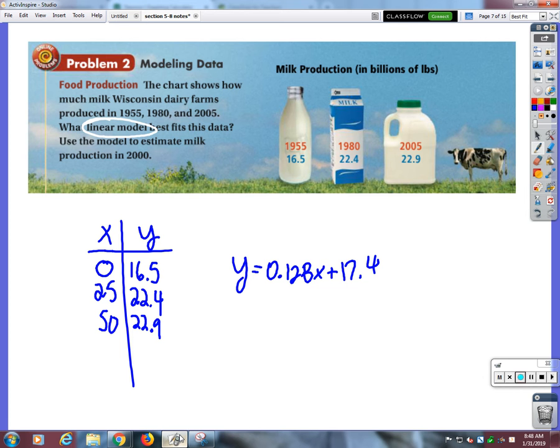So if I want to figure out what the milk production was in 2000, what value do I plug in for x? Someone give me some confidence that I'm not just having a personal one-on-one tutoring session with Max, that there's other people in this room that are also with me. What is the x value that I would plug in to find the milk production in 2000? Remember, we started 1955, we made that 0. So what is 2000 minus 1955? 45. Okay, so I would plug in x equals 45.